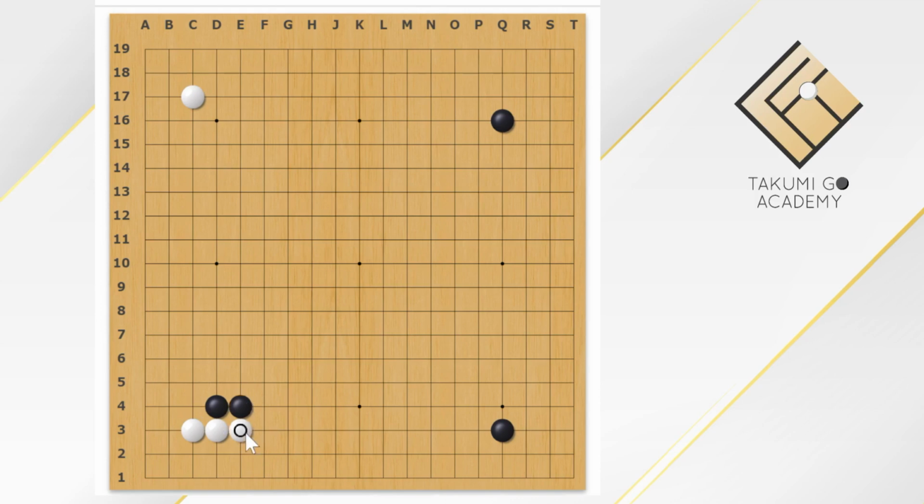Similarly, if white plays one more move, black should still extend or play a jump. Black should not block here, letting white play this hane. This is still very uncomfortable. In the 3-3 invasion joseki, after this, black will play a hane. We won't tenuki now, because this is very big.